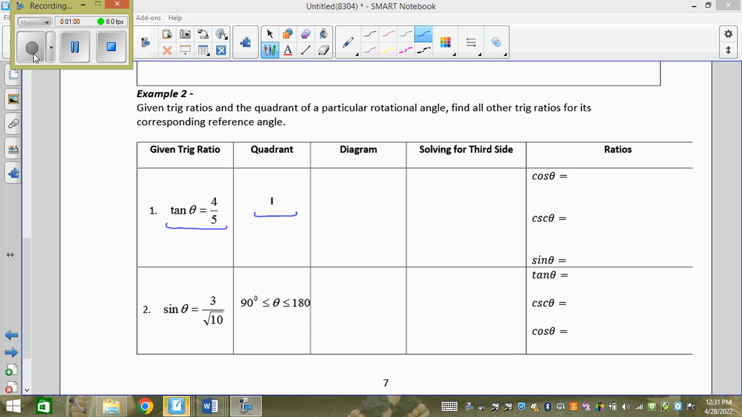Okay? So, we're doing tan theta. Tan is what? Sine over cos, or y over x. Y over x.